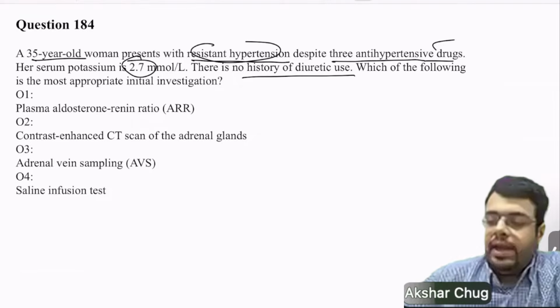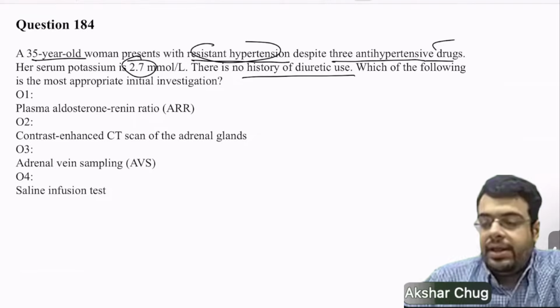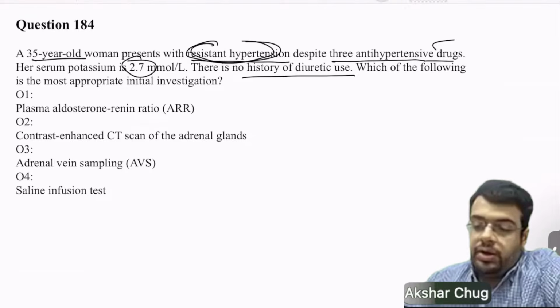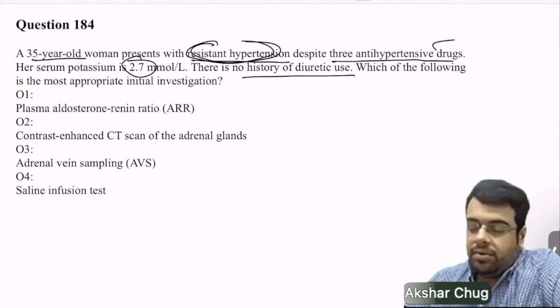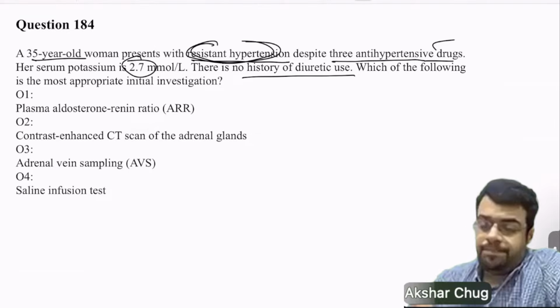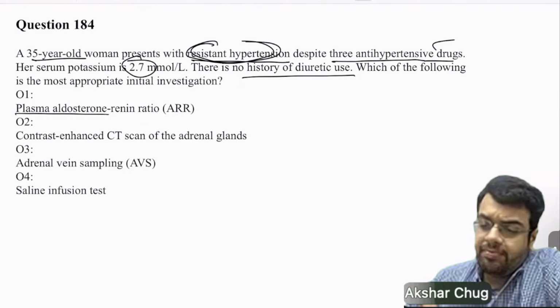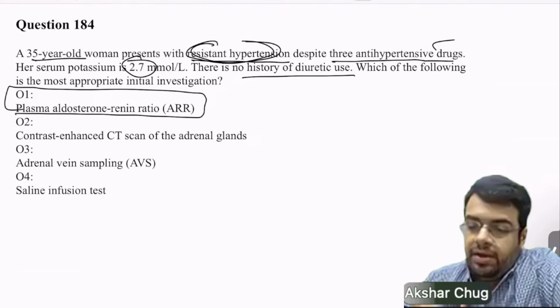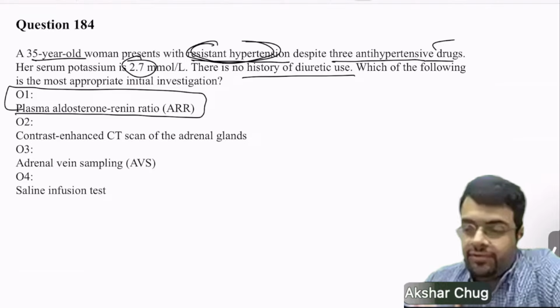So in case of hypokalemia, what we are suspecting here in resistant hypertension is Conn syndrome. So in Conn syndrome, to first screen the patient, we will always use plasma aldosterone renin ratio. That would be the most appropriate initial investigation.